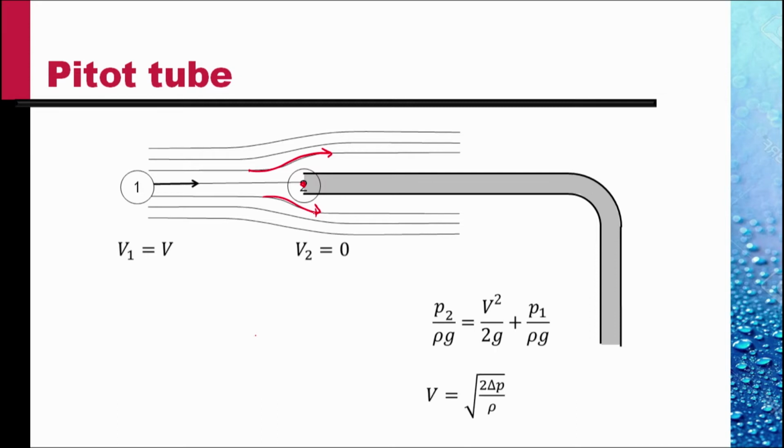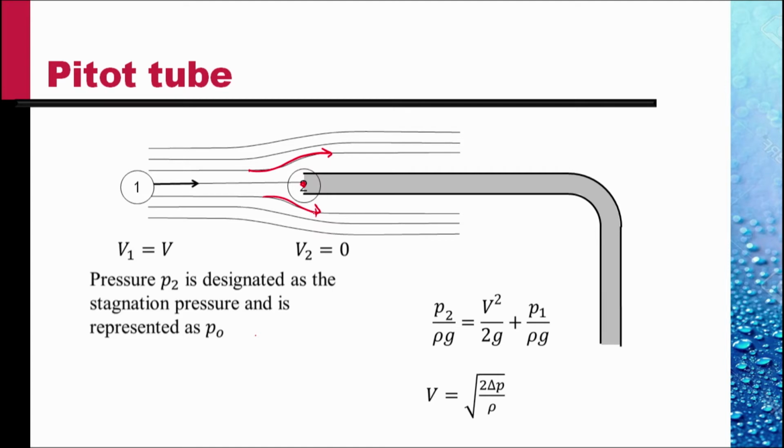If the pressure at point 2 is P2 and the pressure at point 1 is P1, then the Bernoulli equation simply gives you P2 by rho g is equal to V square by 2g plus P1 by rho g. And from this we get V is equal to the square root of twice delta P by rho, where delta P is the difference in pressure between point 2 and point 1. Very simple method of measurement. Very accurate and has wide applications.